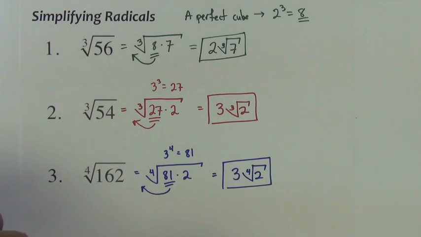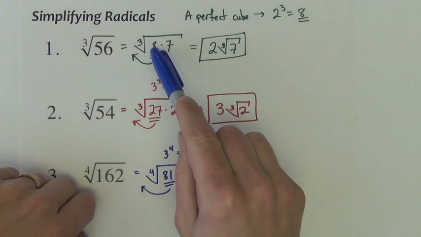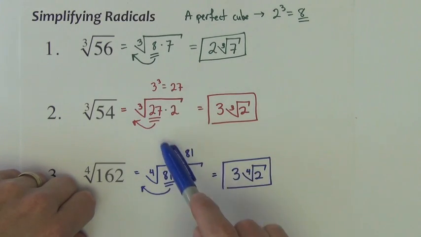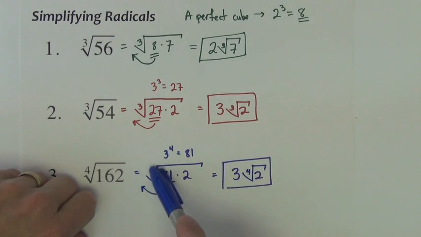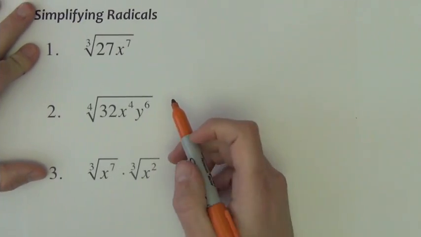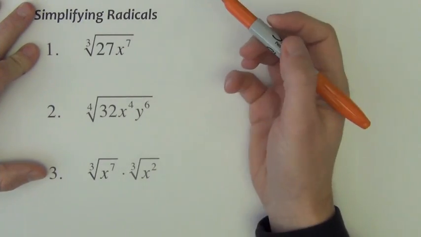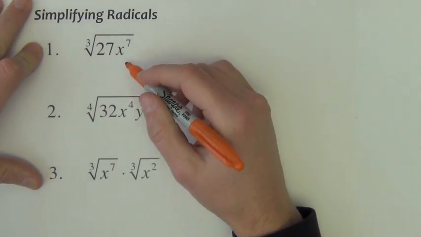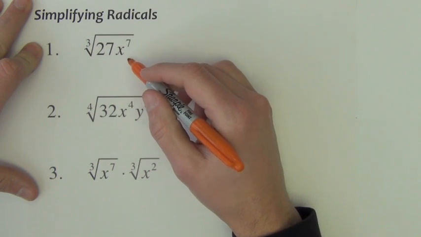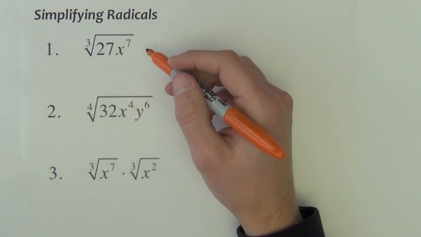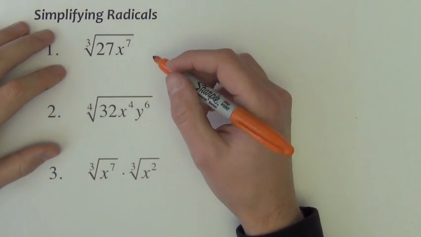So same exact principle as square roots. We're just using perfect cubes if they're cube roots. We're using fourth powers if they're fourth roots. Okay, how about simplifying radicals that have variables underneath them? Maybe I'll show you this first one two ways, and then you can decide which one is easier. I'll show you first how I did the example before that had a square root with variables, and you can see if you like that.